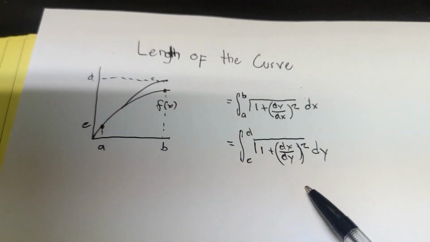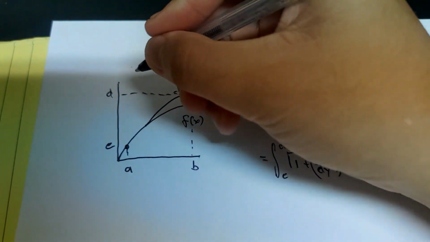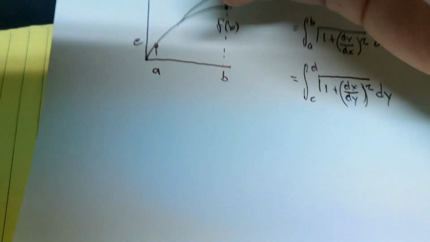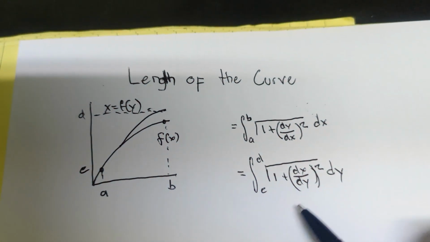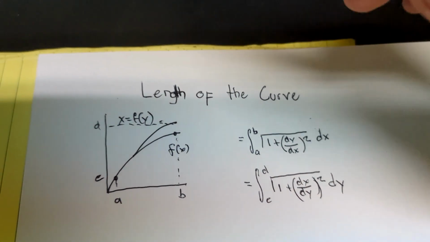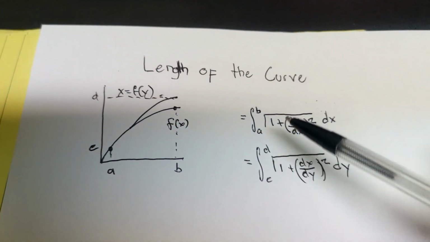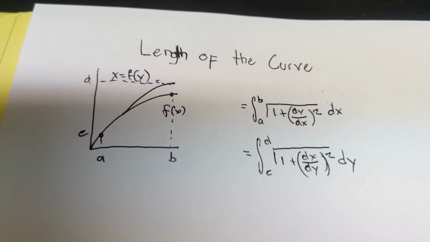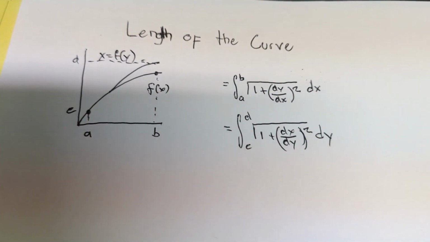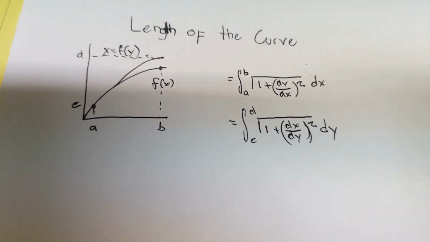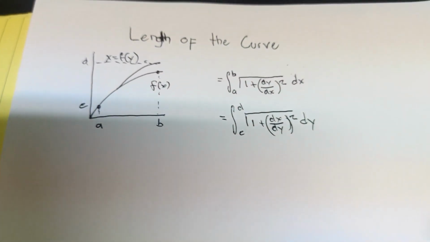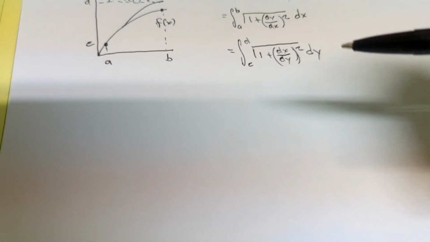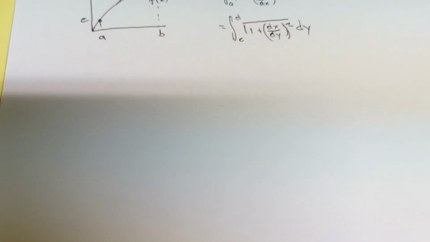When we're using this formula, we equate it to x equals f of y. Both of these formulas are derived from the second line. We'll have one or two examples for the length of curve. So let's give an example for a problem.